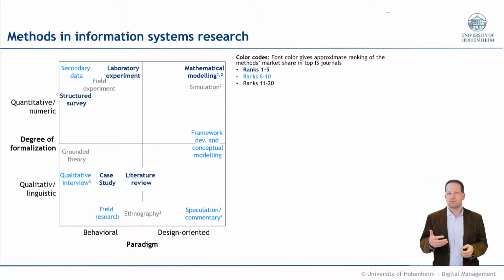So remember before, when I introduced this 2x2 grid, I said that on the degree of formalization, it's on the one hand about the degree of formalization of the object in the study, but then also about the method and how formalized, how specified the method is.